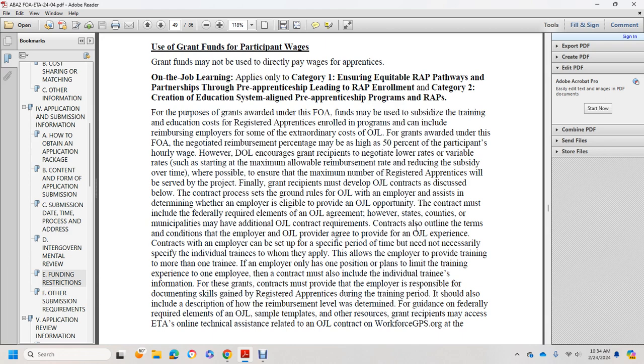With the final grant, recipients must develop the on-the-job learning contract discussed below. The contract process sets ground rules for the on-the-job learning with the employer and assists in determining whether the employer is eligible to provide on-the-job learning opportunities. The contract must include the federally required elements for the on-the-job learning agreement. However, the state, counties, and or municipalities can have additional on-the-job learning contract requirements. Contracts also outline the terms under which the employer, as on-the-job learning provider, agrees to provide the on-the-job learning experience.